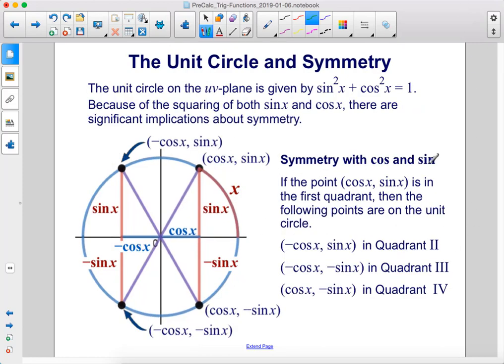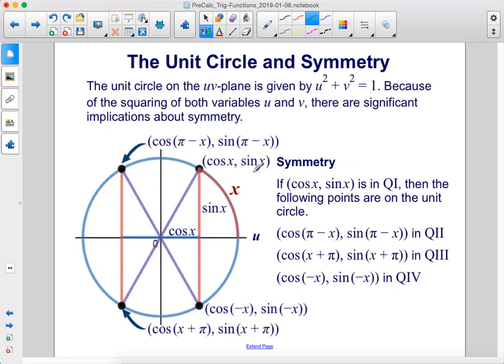Symmetry with cosine and sine. If the point (cosine x, sine x) is in the first quadrant, then the following points are on the unit circle. In quadrant 2, we have (negative cosine x, sine x). In quadrant 3, we have (negative cosine x, negative sine x). And in quadrant 4, we have (cosine x, negative sine x).